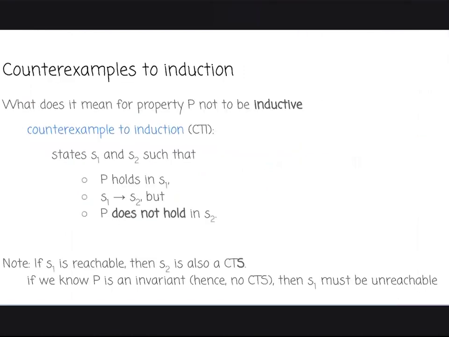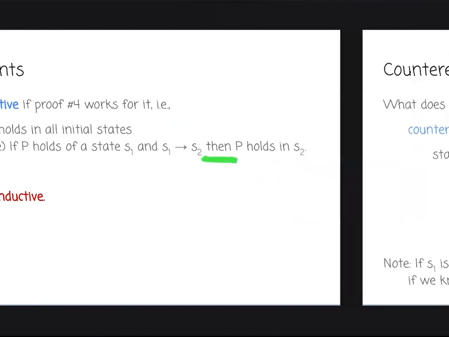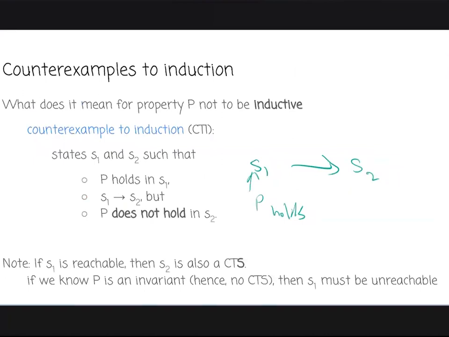Now, you can look up the truth table for an implication, but basically in an implication, we are saying in this state P holds. The only way an implication could go wrong or be false is that the hypothesis of that implication is true, yet the conclusion of that implication, the then, is false. So if we go fishing for states where our property holds at the beginning, but then we can step into a state where our invariant doesn't hold anymore, then we have found a counterexample to induction.